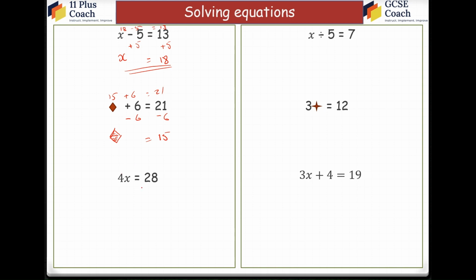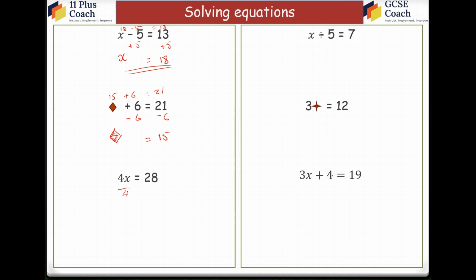I've got 4x equals 28. Remember what I said earlier, when you have a number next to a letter, the operation is always multiplication. In this case, it's 4 times x equals 28. So I need to remove the 4 to leave x by itself. What's the inverse of times? It's divide. So I need to divide the left side by 4.